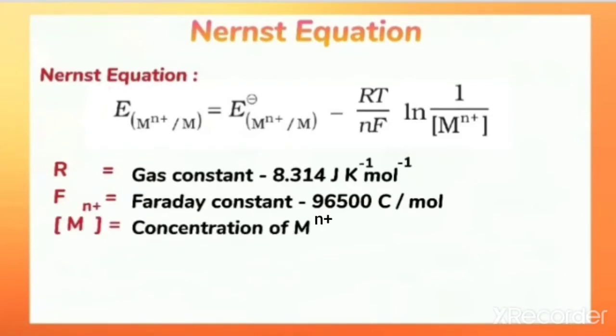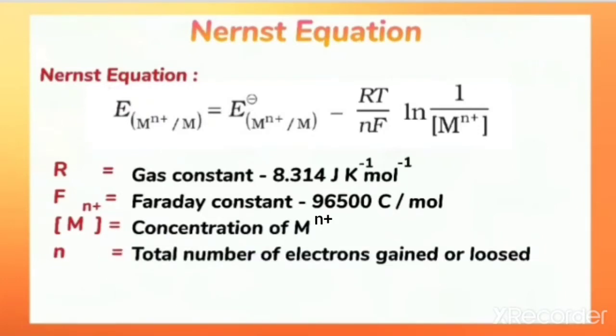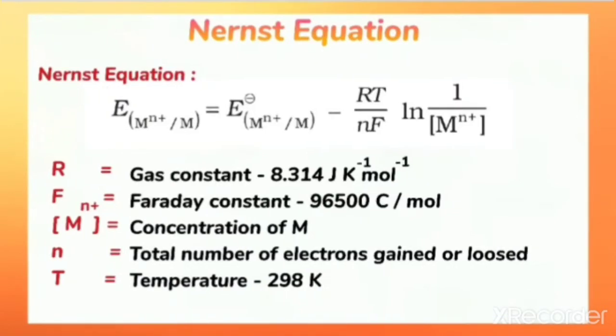Here the concentration is represented as the concentration of the metal ion, and the total number of electrons gained or lost is represented as n. So these are the terms. The T term represents the temperature. Thus in this equation R represents the gas constant.